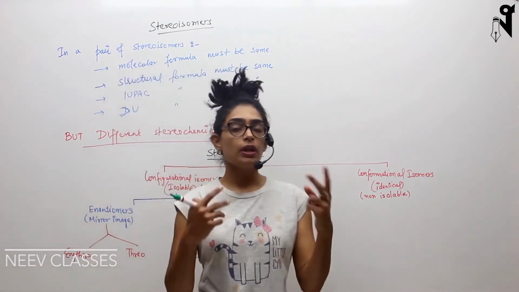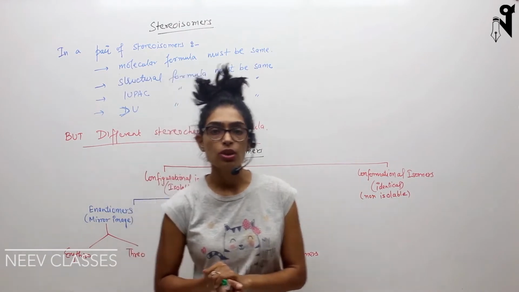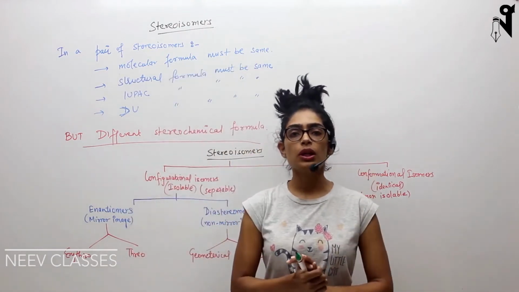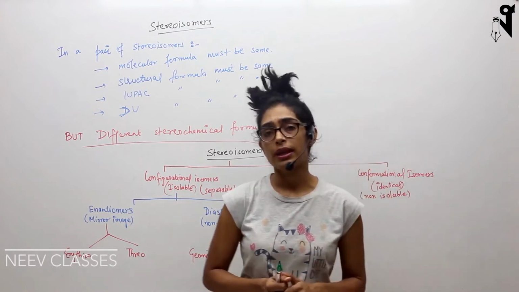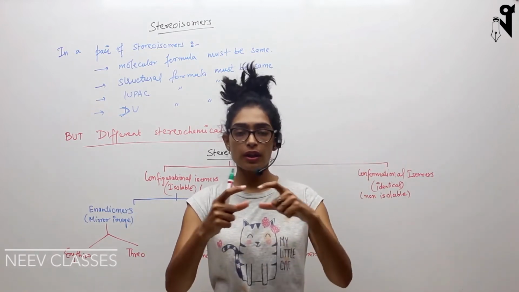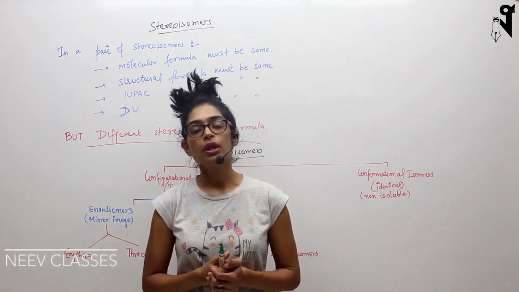So there are two types of isomerism that we deal with. One is structural and the second is stereo. In structural, the major difference between the isomers was that their molecular formula was the same, but if you look at their structural formula or condensed formula, it was different, and their properties were also different.